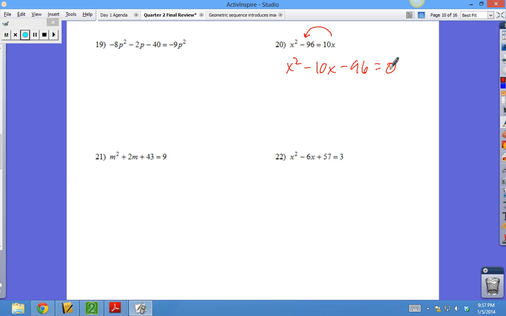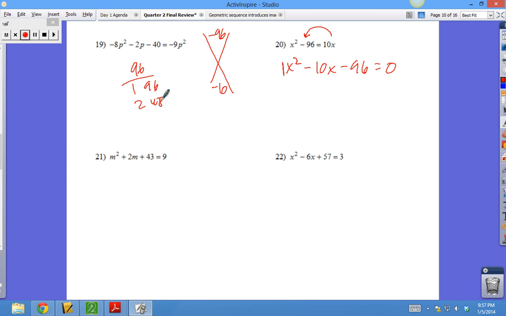I'm going to still factor a little bit because the a is 1, and I'm always going to try and factor it if a is 1. So it's got a times give me 96, negatives, add and give me negative 10. Okay, 96, I don't really know much about 96. 1 and 96. 96 divided by 2, 2 and 48. 3 will work.